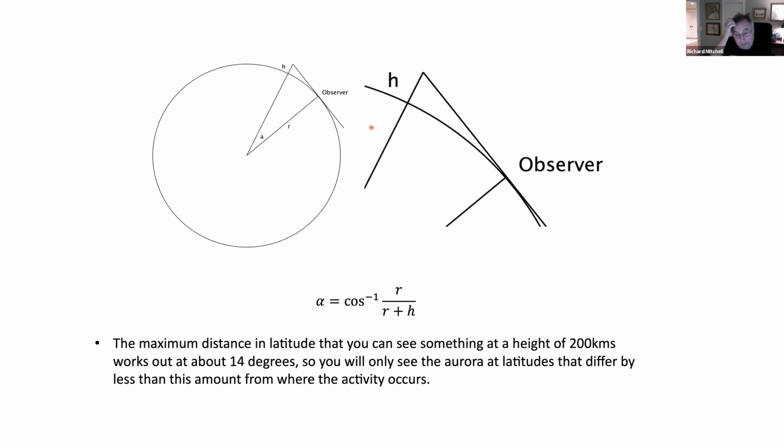Then this is just a simple diagram I made to show that if you imagine something 200 kilometers above the Earth's surface, and you just do the maths, assuming you're standing on the surface of the Earth and not on a mountain or something, you will only see something at 200 kilometers from about a 14-degree difference in latitude. So you've got to be less than that from where the aurora is occurring in order to see it.